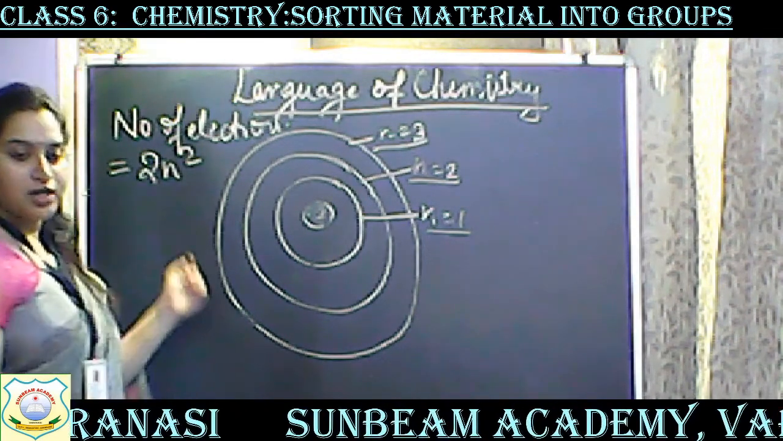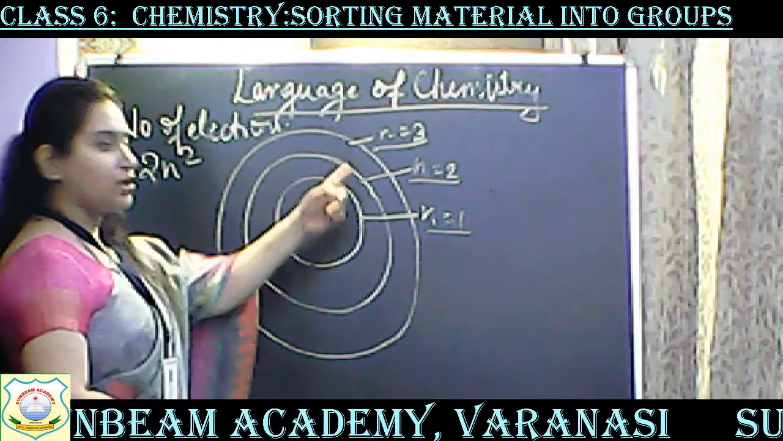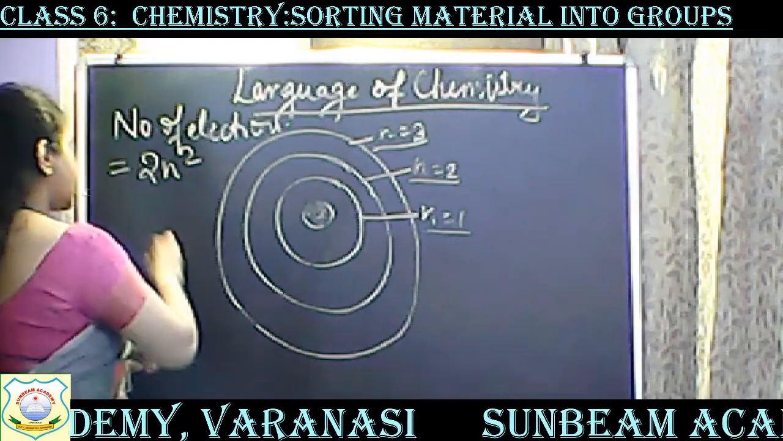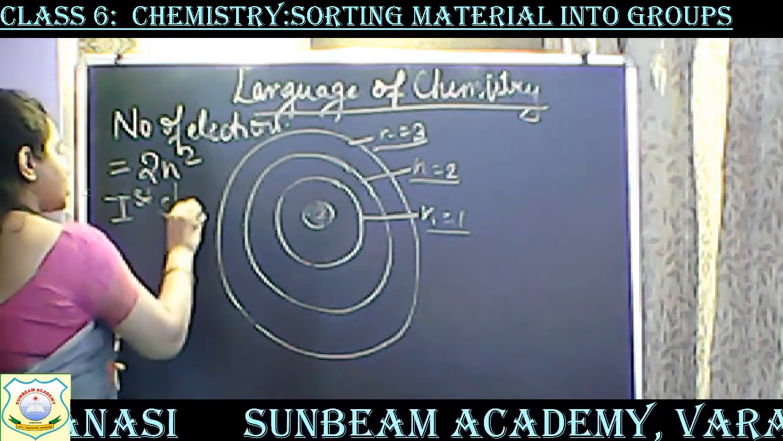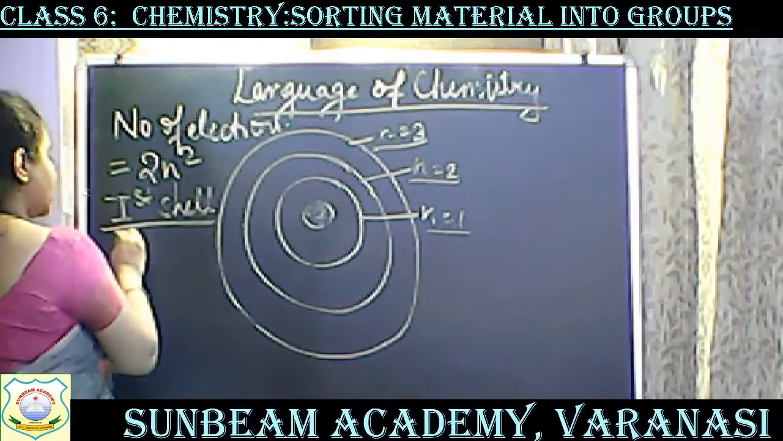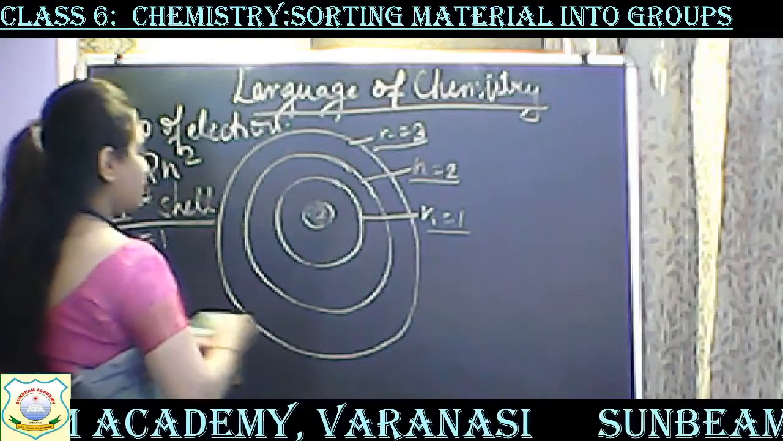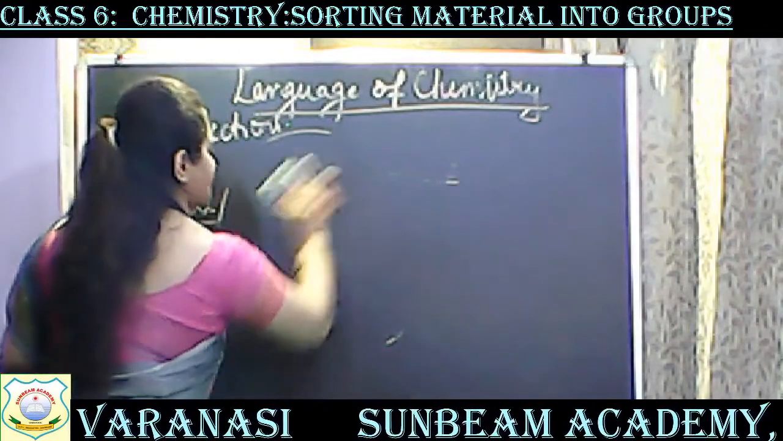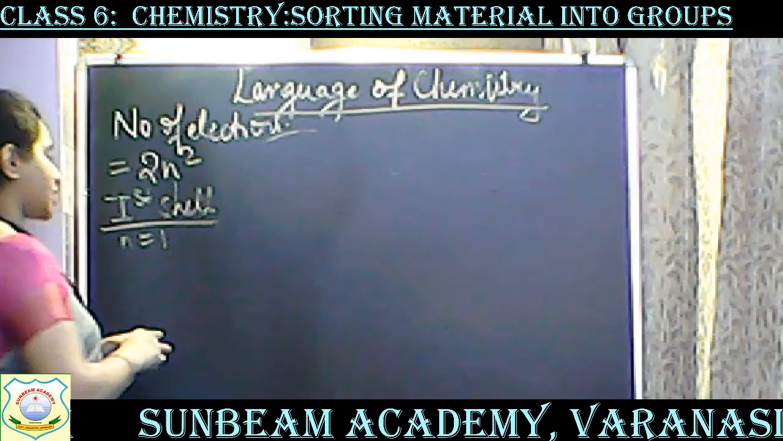Alright, it will be calculated as 2n square, and here n is the number of the shell. Similarly, we can find for the first shell, where n is equal to 1. So I am just erasing it for a second. Let's see how many electrons can be there in the shell.